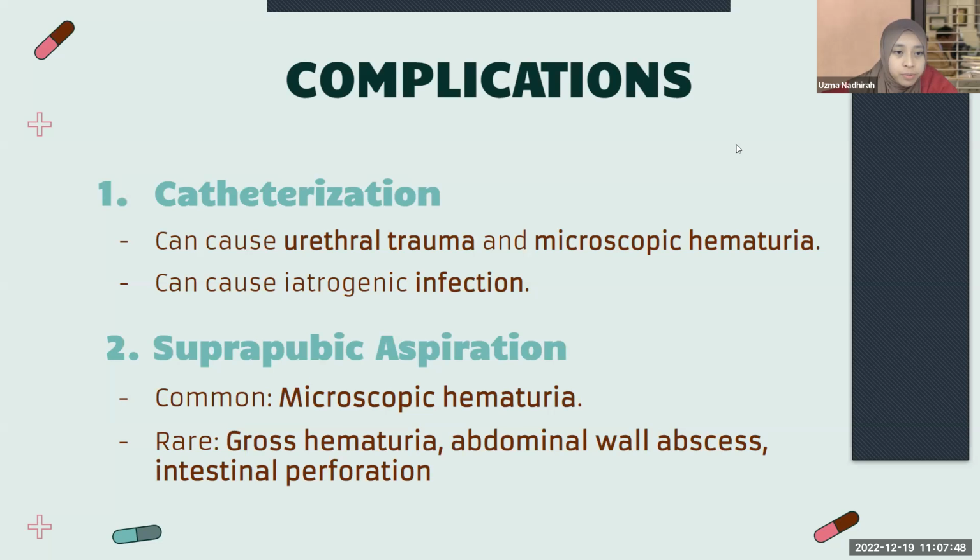Okay, next is the suprapubic aspiration. So for suprapubic aspiration, the common complication is microscopic hematuria. The rare ones are gross hematuria, abdominal wall abscess, and intestinal perforation. For intestinal perforation, we can avoid this complication by using ultrasound guidance, or we just don't perform it in children who have, for example, abdominal distension or organomegaly, just to avoid the possibility of having intestinal perforation, but it's quite rare.